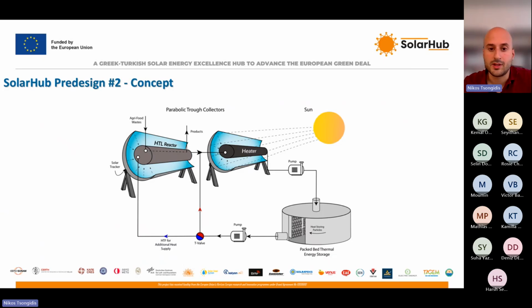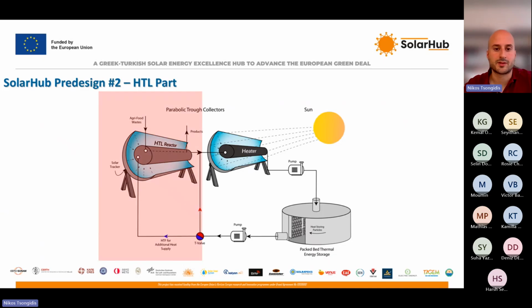tank. And through this, when we are in off-sun hours or during the night or in cloudy days, the idea is that these heated particles will emit the heat that they have stored in order to cover the needs of the HTL reaction when, of course, we cannot reach the desired temperatures with direct irradiation of the HTL reactor. So in this case, as I've already stressed, the idea is to prolong the operation window, if possible, even round the clock.